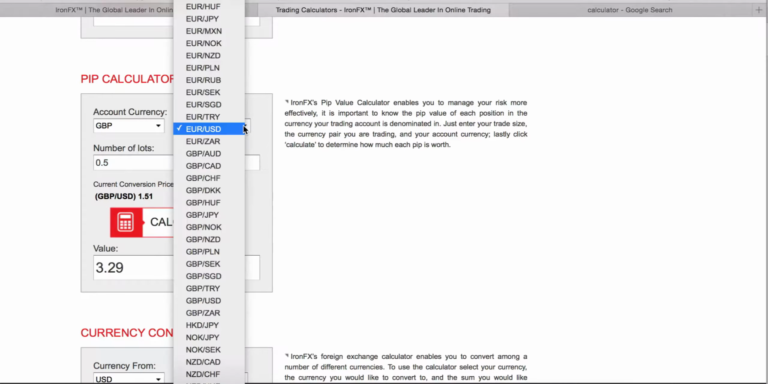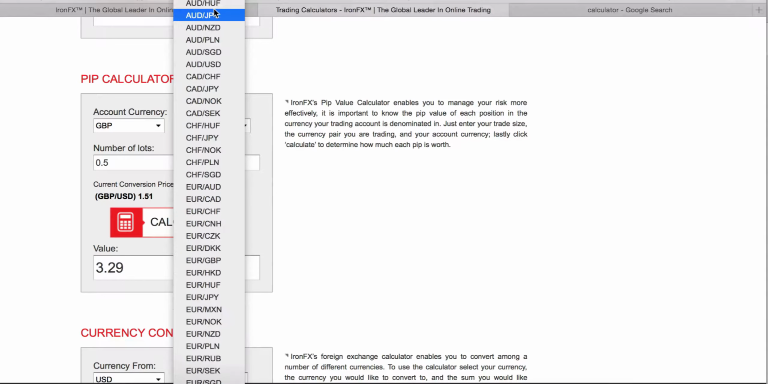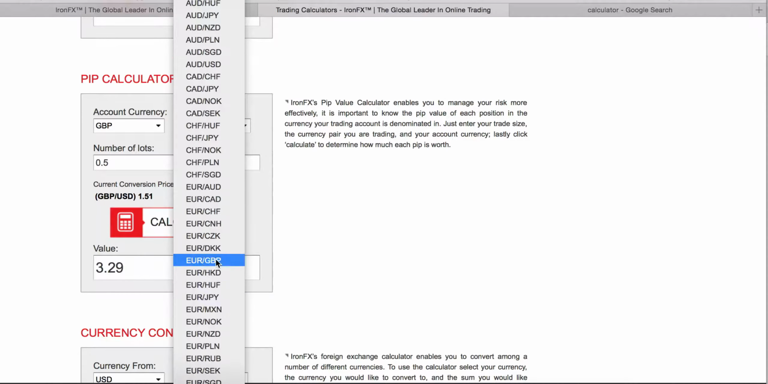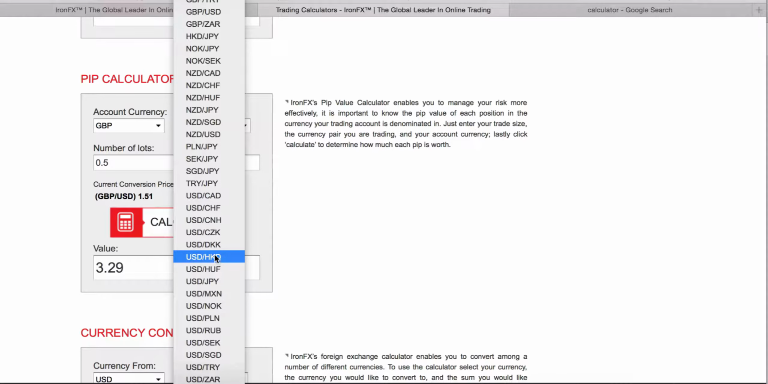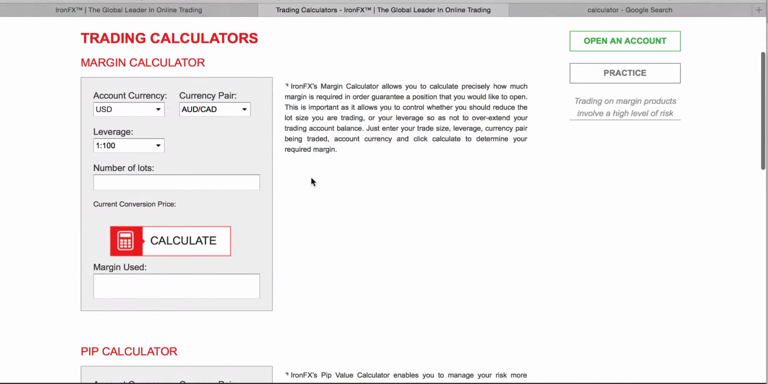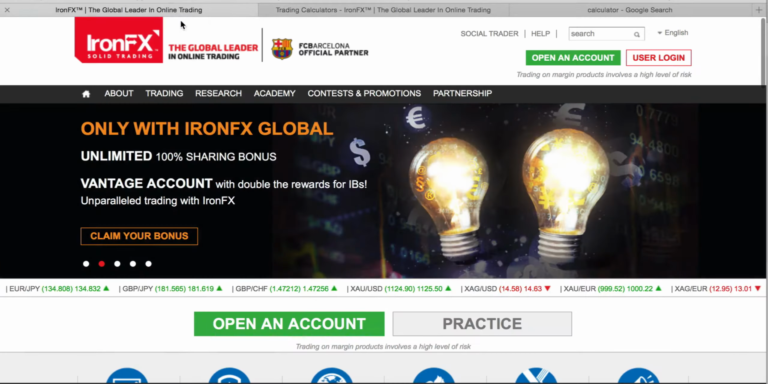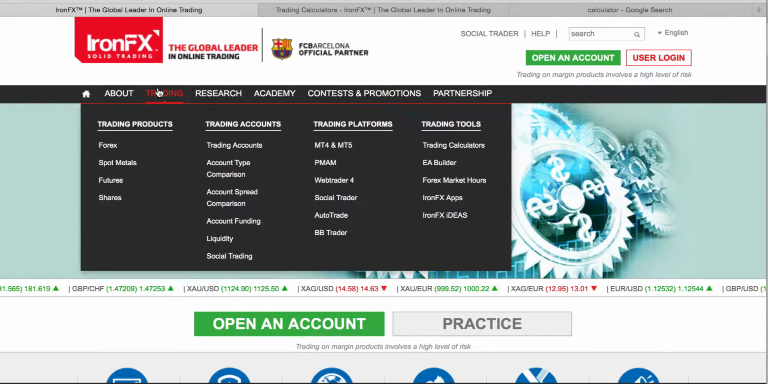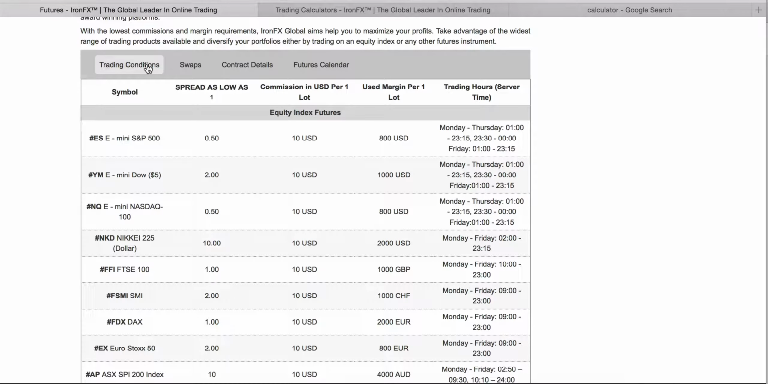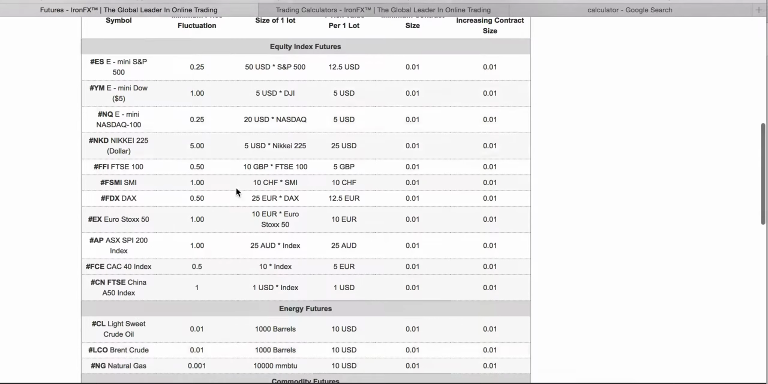And as you can see, you can calculate it from here for every currency pair, but you cannot find oil, gold or indices over here. So to do so, we need to go a little bit further, again to our IronFX website. We can find nearly everything we need over there. Go to trading and go to futures. Once we are here, instead of trading conditions, we go to contract details.